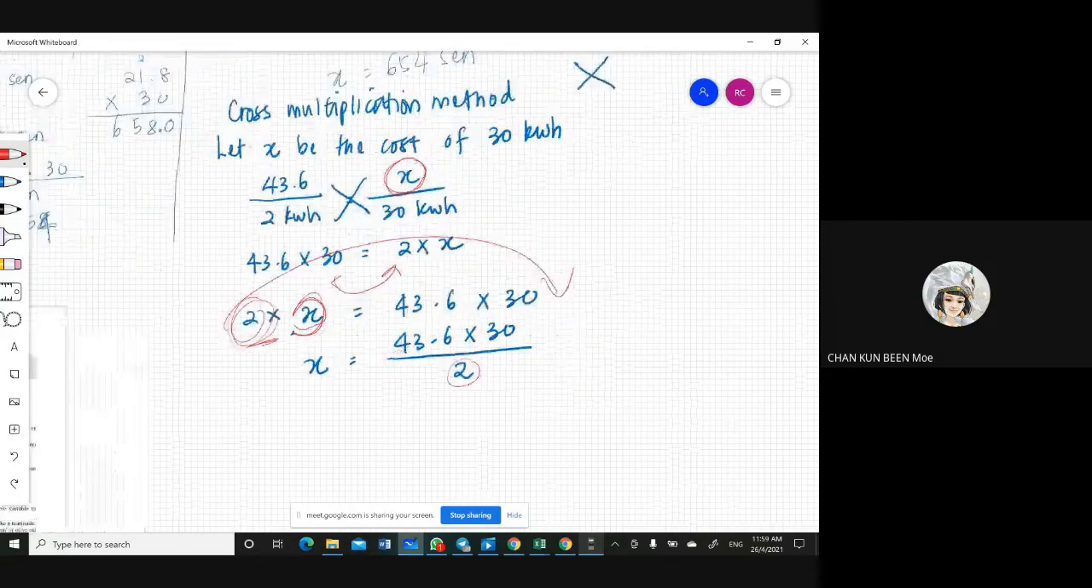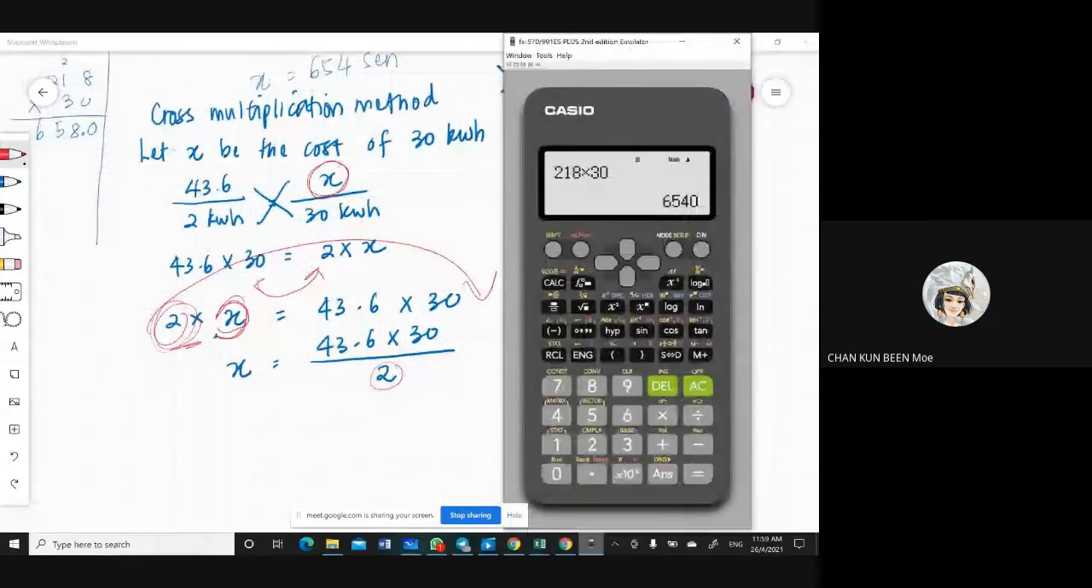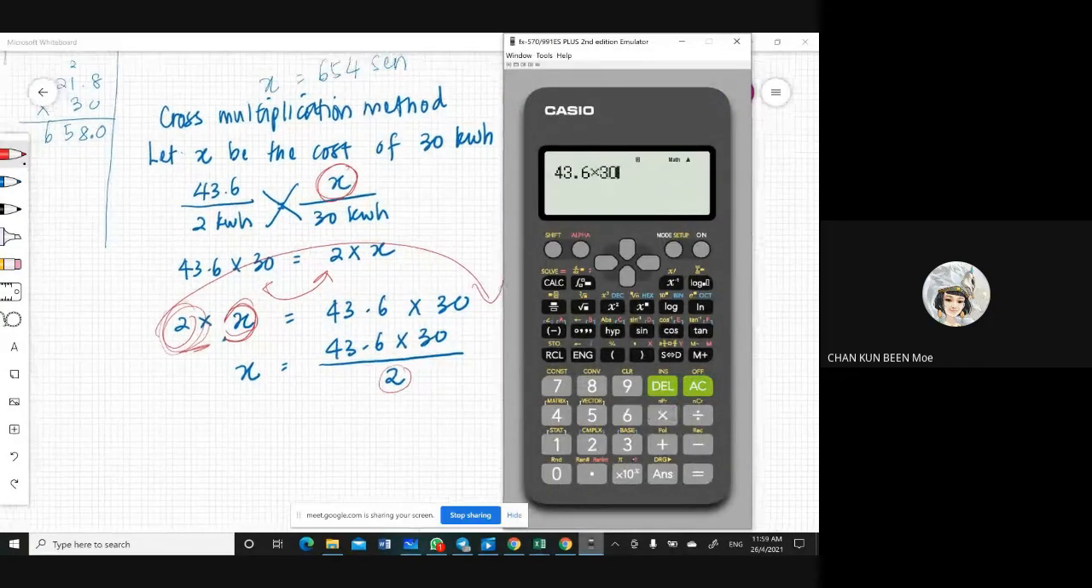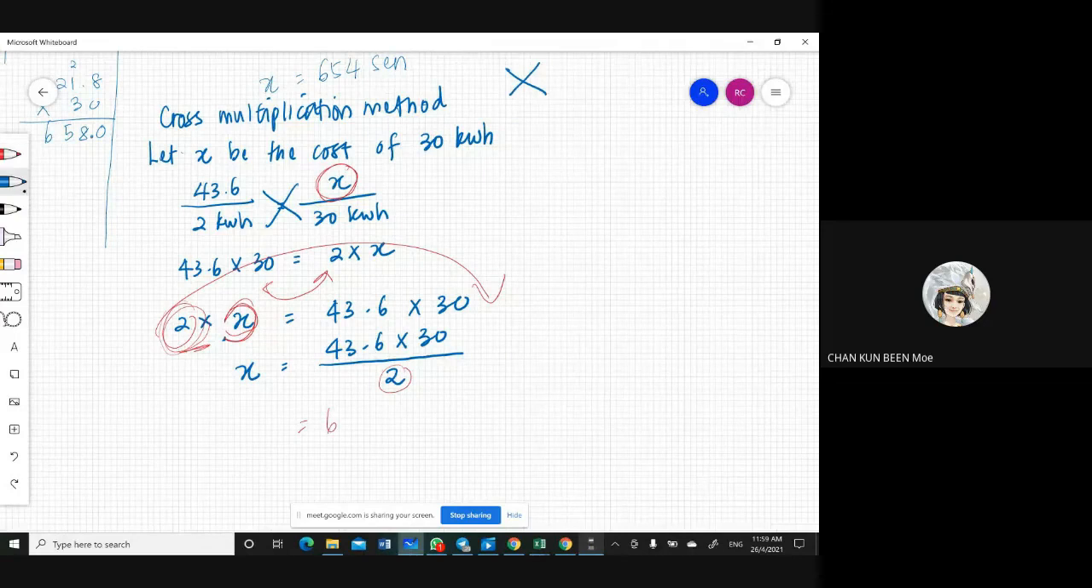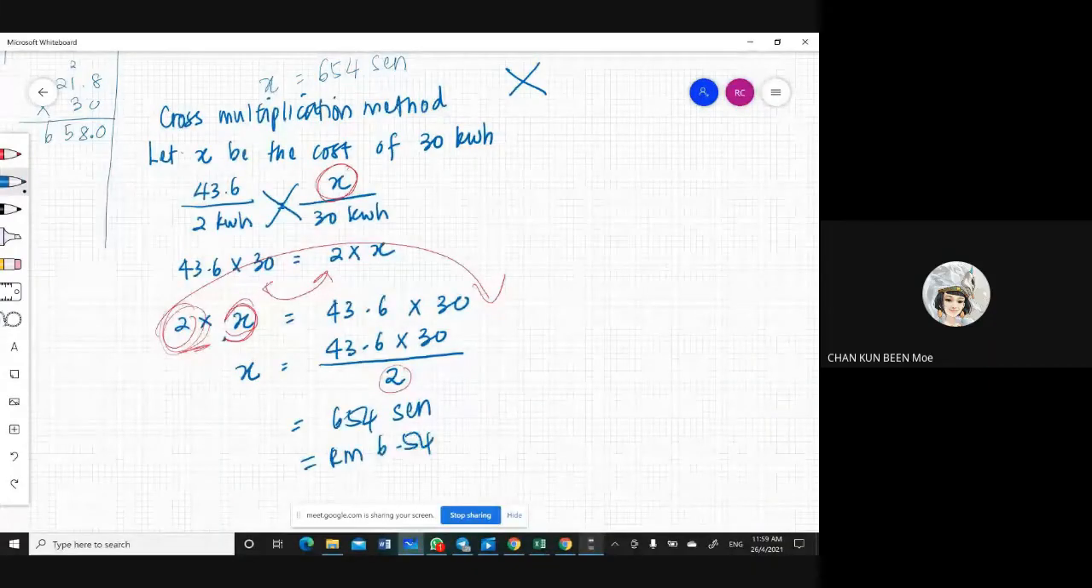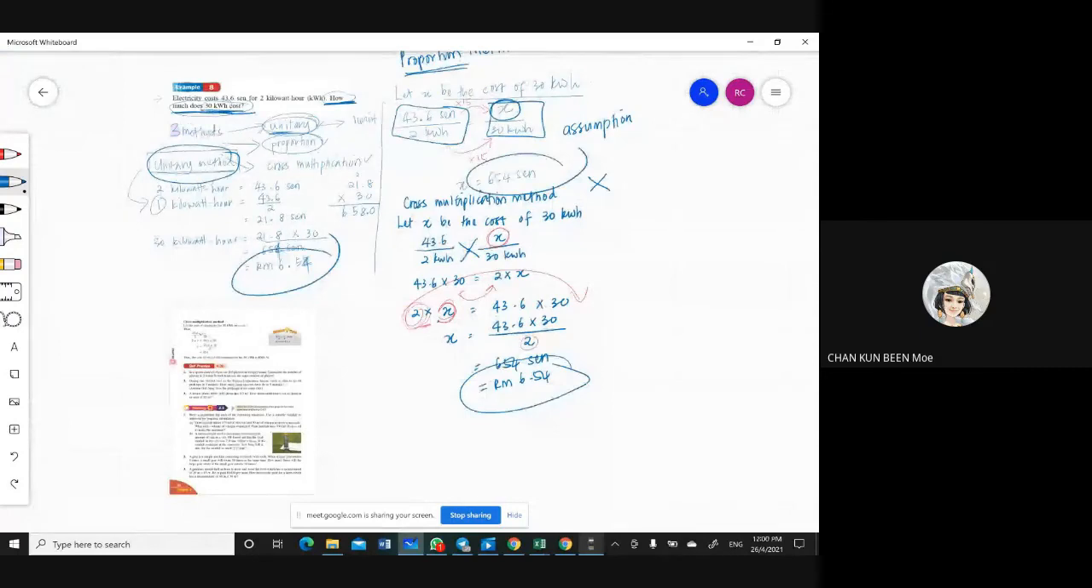So after this, you just need to press the calculator. 43.6 multiplied by 30. So you get the answer and then you divide by 2. So we will have 654 cents, which is the same as all the answers that we got earlier, or equal to RM6.54. Do you have any questions?